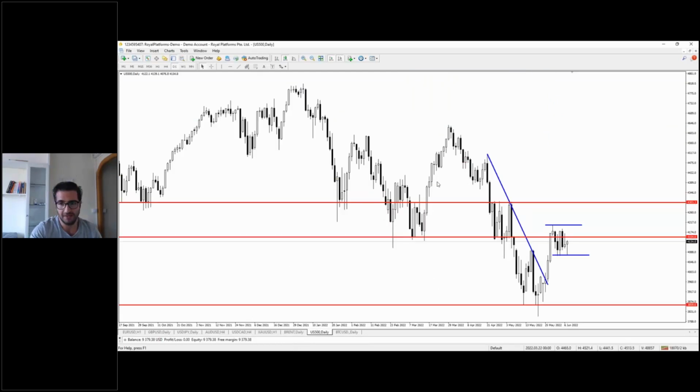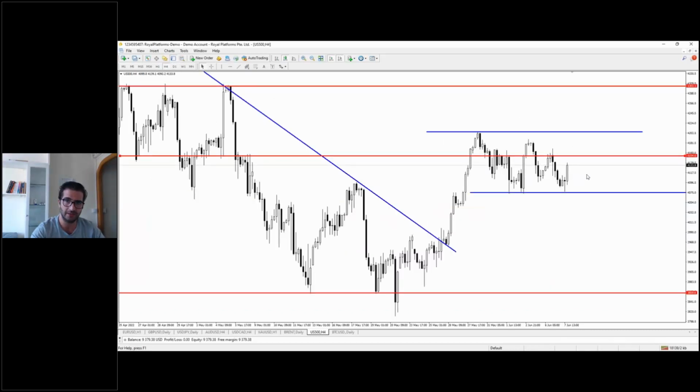US 500 also reversed. We have a breach of this bearish trend line to the upside, but it found resistance around the 4,154. The market could not break this area here, and then it entered into a channel, which is also annoying. And you can see that the market found buyers here.